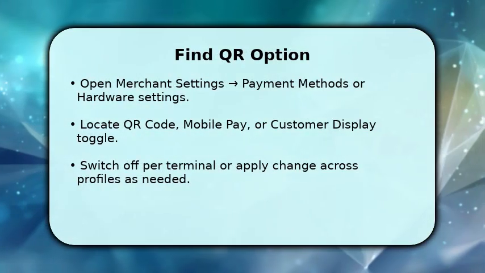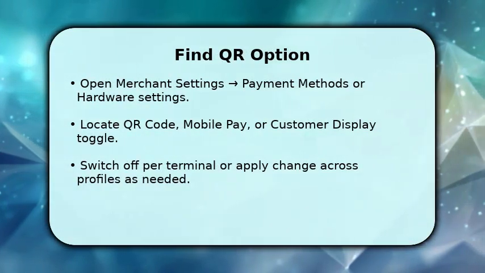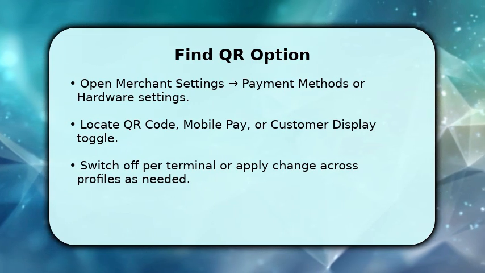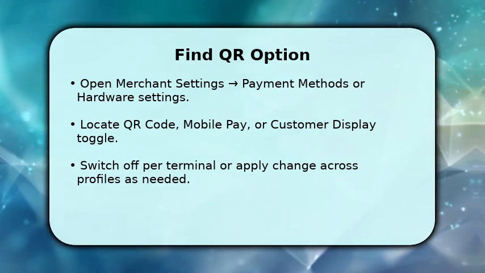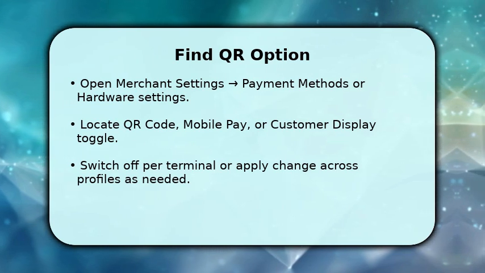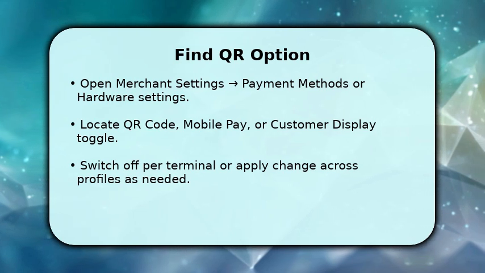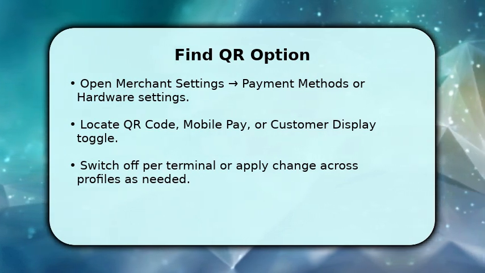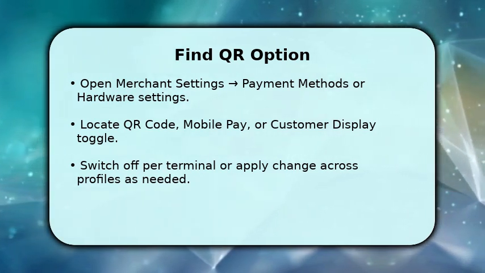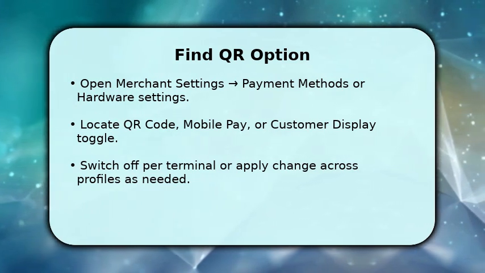Once in settings, go to Payment Methods or Hardware Controls where Mobile Payment and QR options live. You'll see a QR code or Customer Display toggle. Turn it off for the individual terminal or choose the profile-wide option if available. Make sure to save or apply changes and confirm the portal shows the updated status.